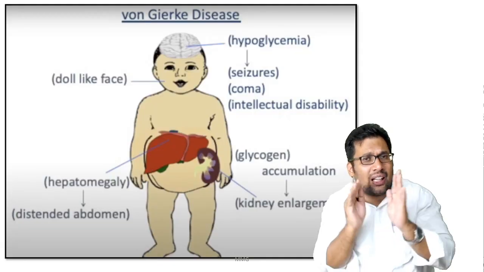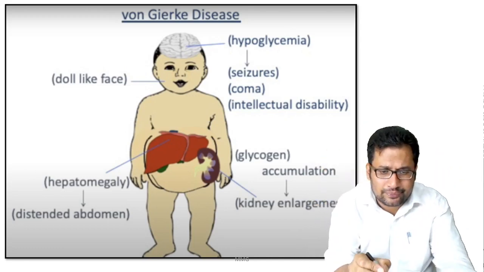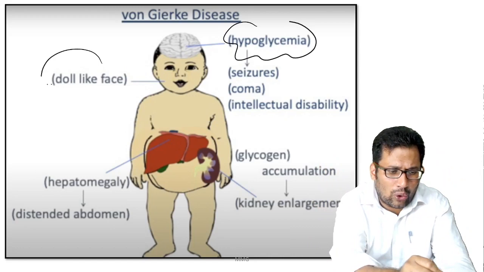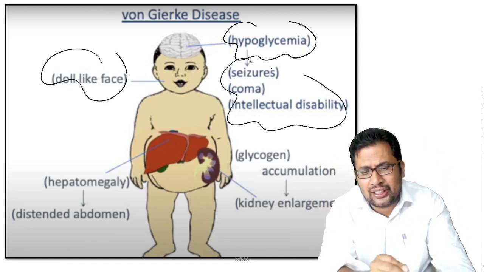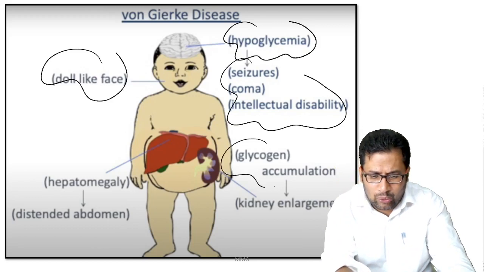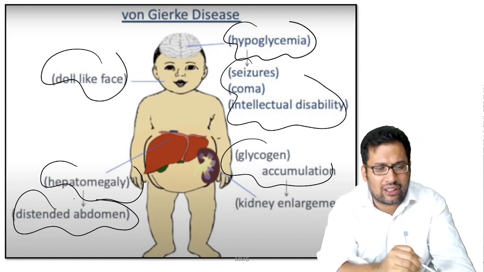Look at this. This is the classical von Gierke disease. The patient will have hypoglycemia, doll-like face, seizures, coma, intellectual disability, glycogen accumulation, hepatomegaly, distended abdomen.